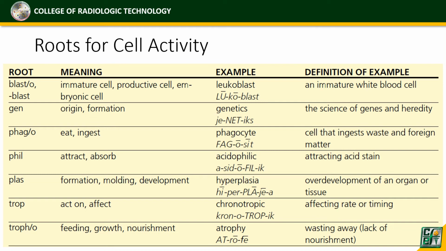An example for hyperplasia is BPH, or benign prostatic hyperplasia, or a benign tumor of the prostate gland. Basically, it is an enlargement or overdevelopment of the prostate gland. Plus means formation, molding, development.